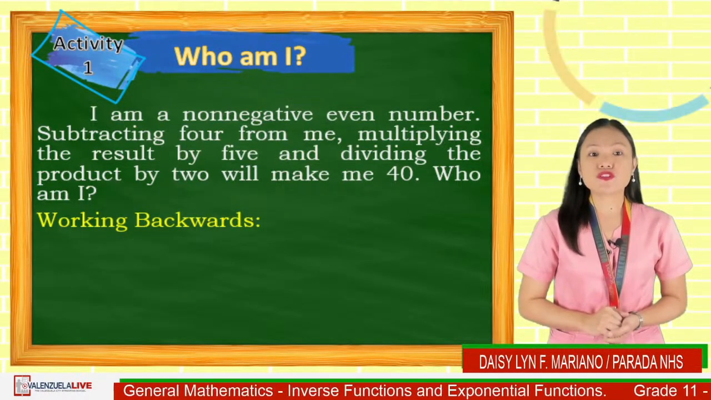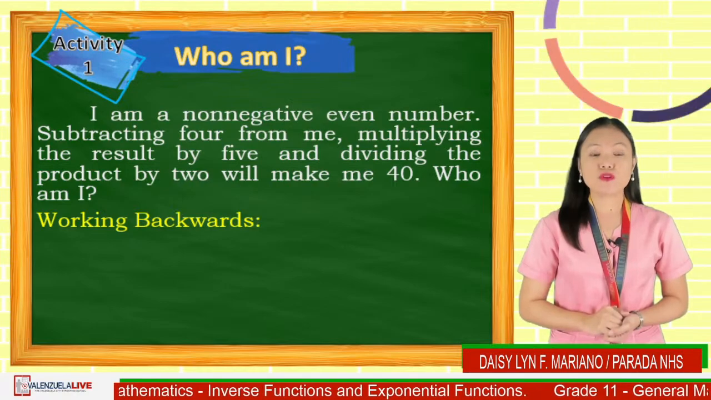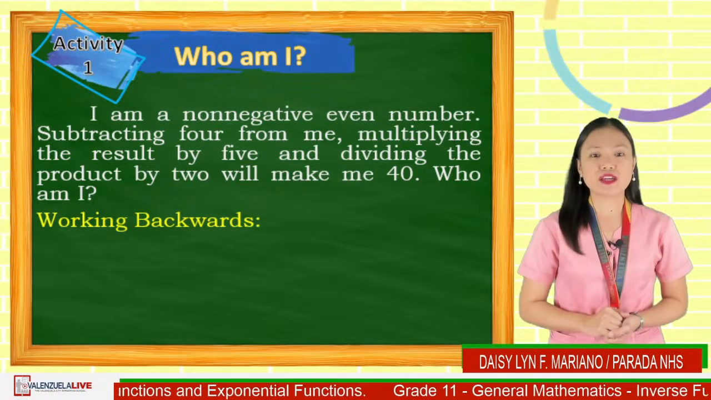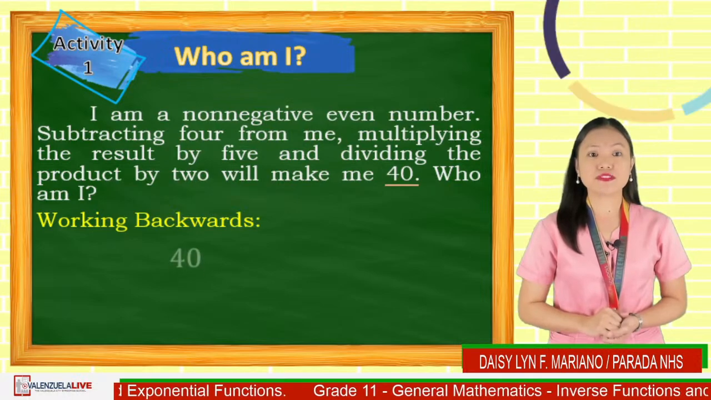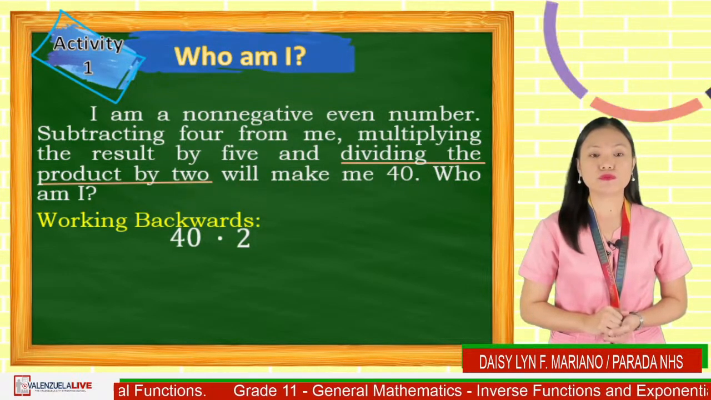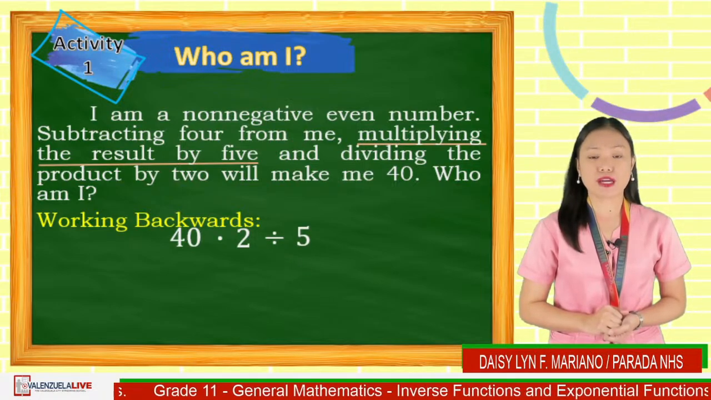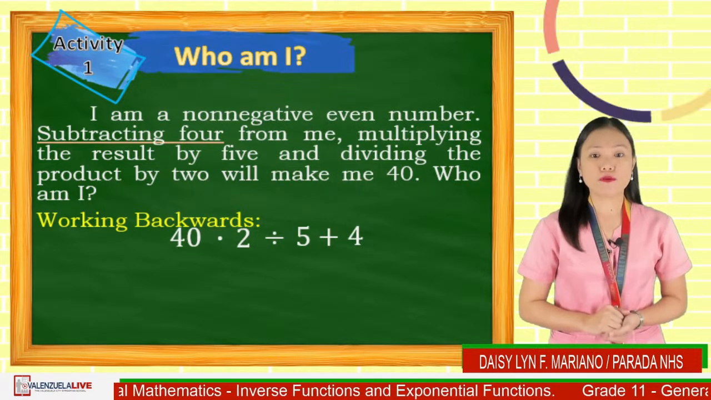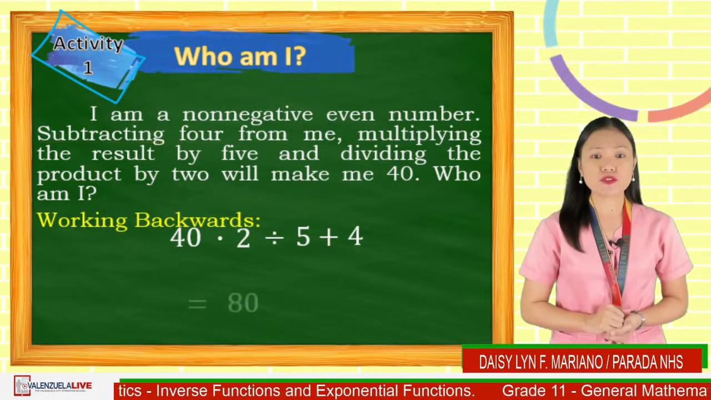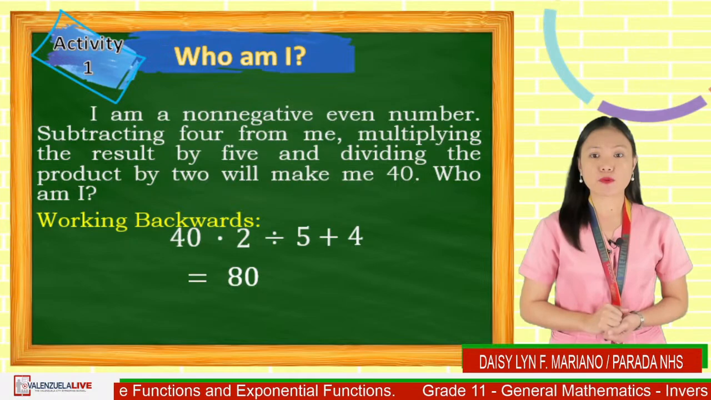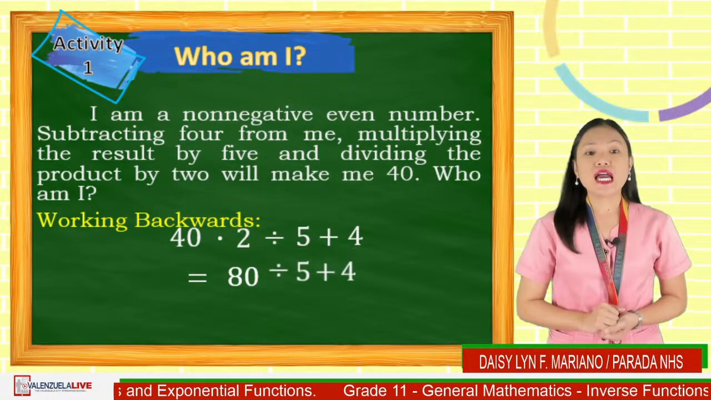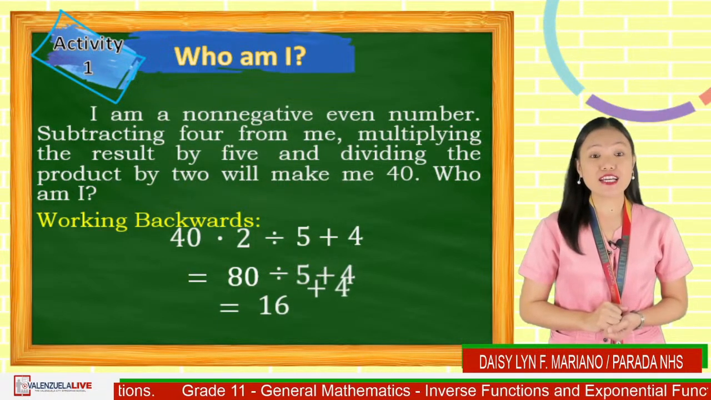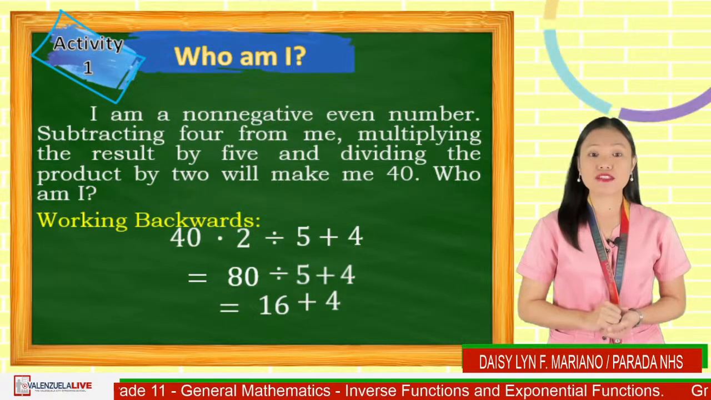Another technique that you may have used is working backwards. From its name, we start answering from the end, performing the inverse of the given operations until we reach the beginning of the problem. That is, 40 times 2 instead of dividing by 2. Divided by 5 instead of multiplying by 5. Adding 4 instead of subtracting 4. Next, perform the operation. That is, 40 times 2 is 80. Copy the remaining expression. Divided by 5 plus 4. Divide 80 and 5, which will give us 16. And copy plus 4. Last, add 16 and 4, which will give us the answer of 20.